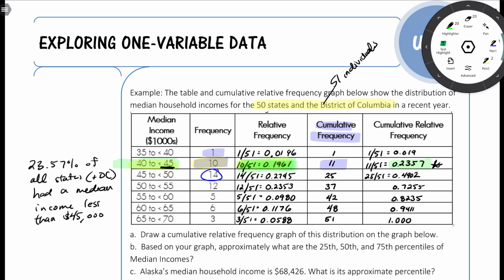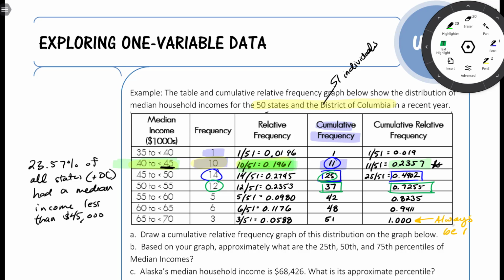I have 14 states that make between $45,000 and $50,000. If I add that to my 11 states, I would get 25 states. And 25 divided by 51 gives me 0.4902. Again, going through the same exercise, add 12 to that 25, and I get 37. And 37 divided by 51 gives me 0.7255. Hopefully you can start to see how we end up filling everything in. The last thing you want to notice is that your last entry should always add up to 1, every single time. It should be 1 or 100%.